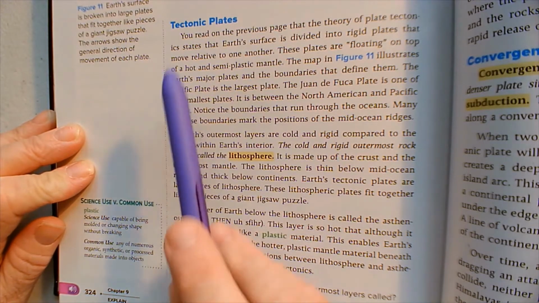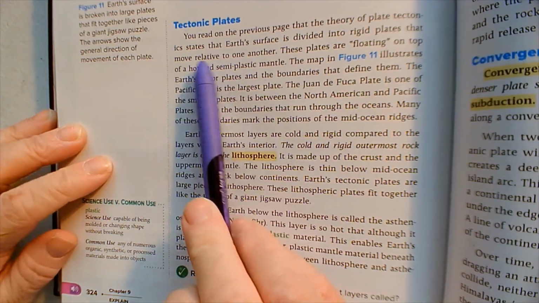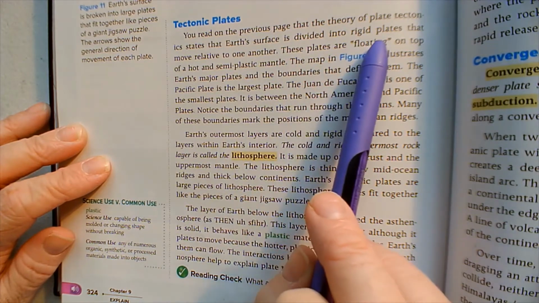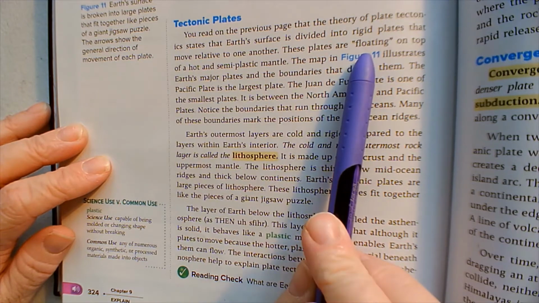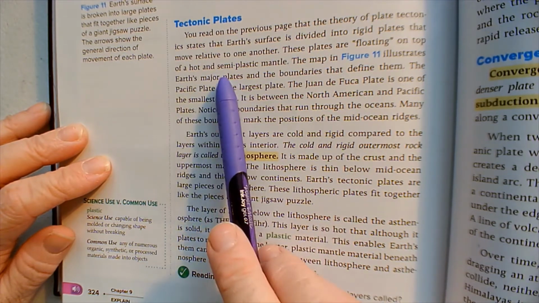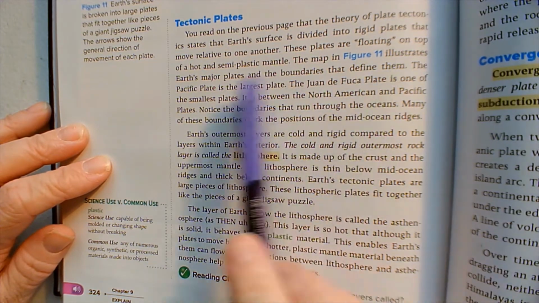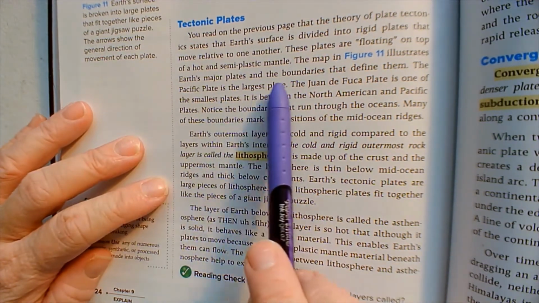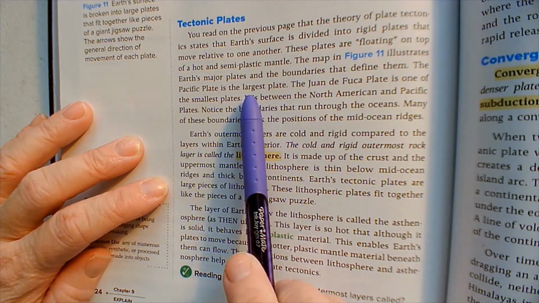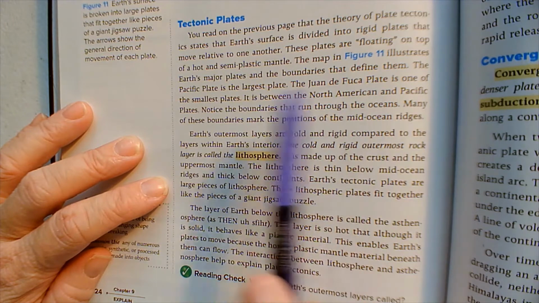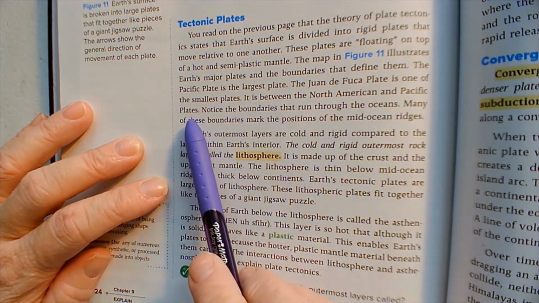Okay, tectonic plates. You read on the previous page that the theory of plate tectonics states that Earth's surface is divided into rigid plates that move relative to one another. These plates are floating on top of a hot and semi-plastic mantle. The map in Figure 11 illustrates Earth's major plates and the boundaries that define them. The Pacific plate is the largest plate. The Juan de Fuca plate is one of the smallest plates. It is between the North American and Pacific plates.